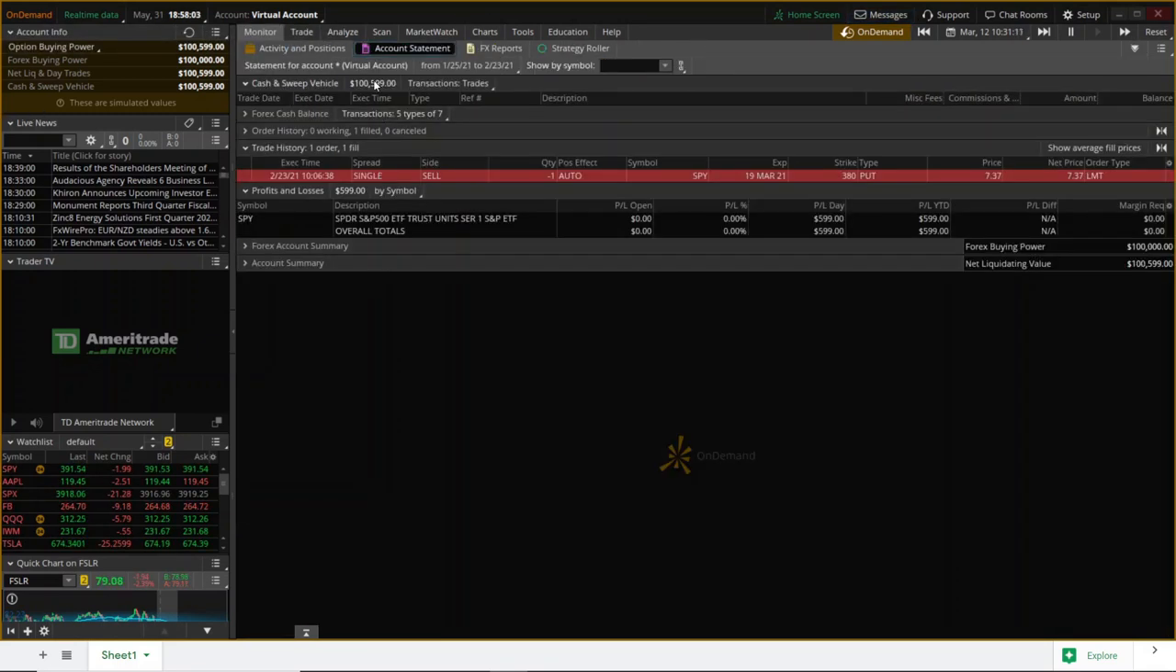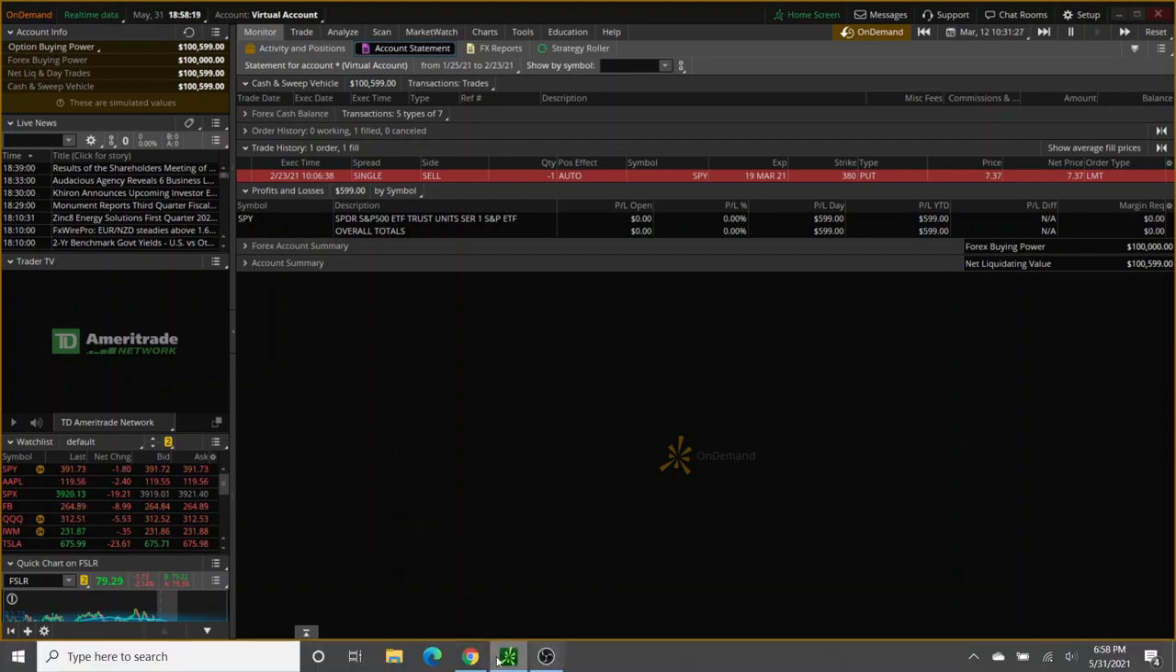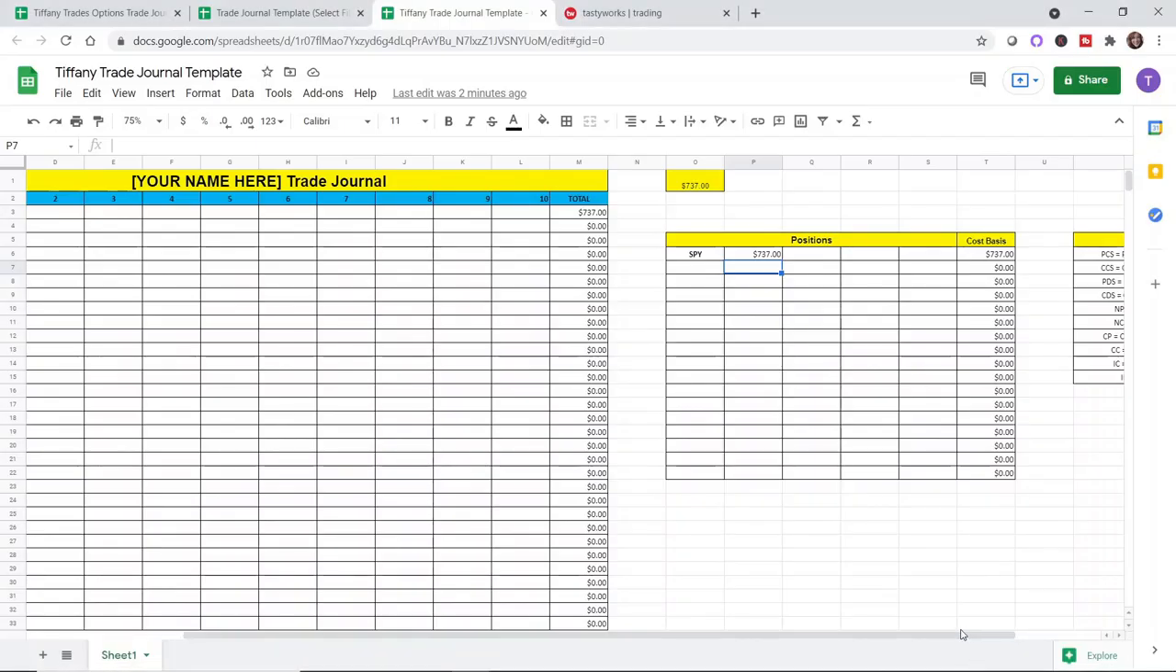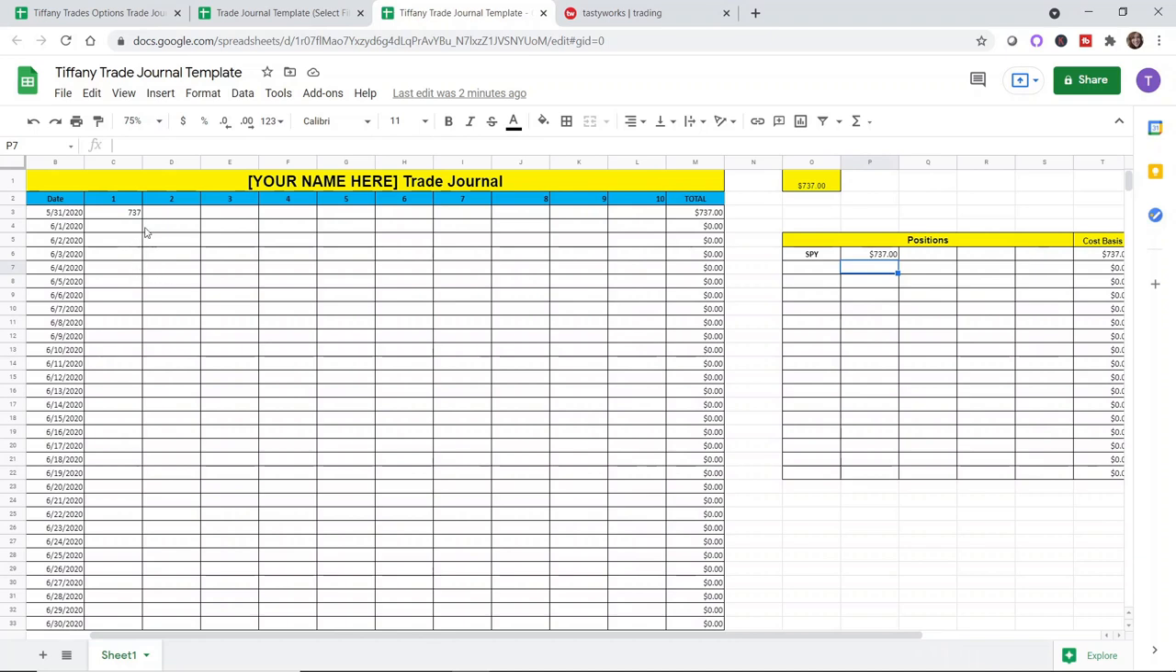So now my total cash balance in this simulated account is $100,599. And as we know previously, I collected $737. Minus $599 is $138 difference. So I gave up $138 in credit to close the position. So I'm going to assume that I did this on June 1st.